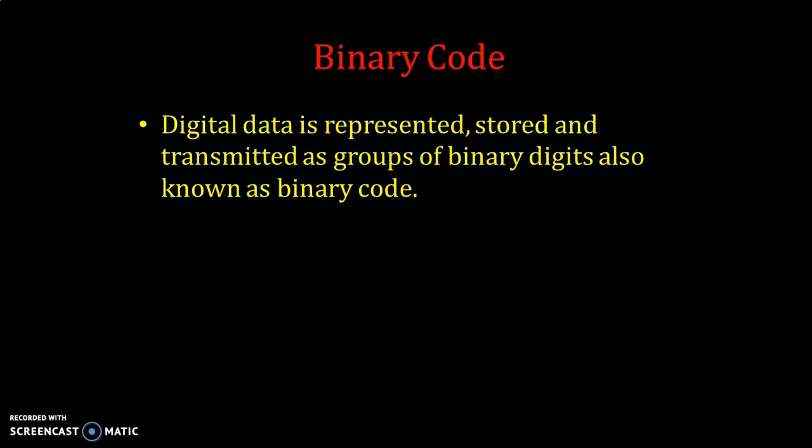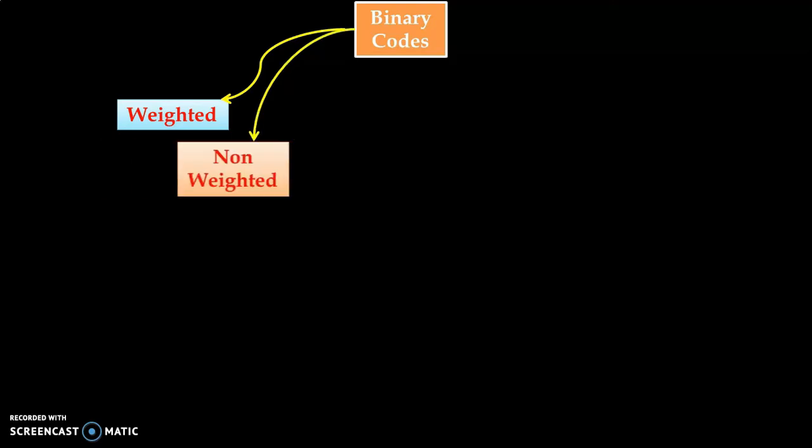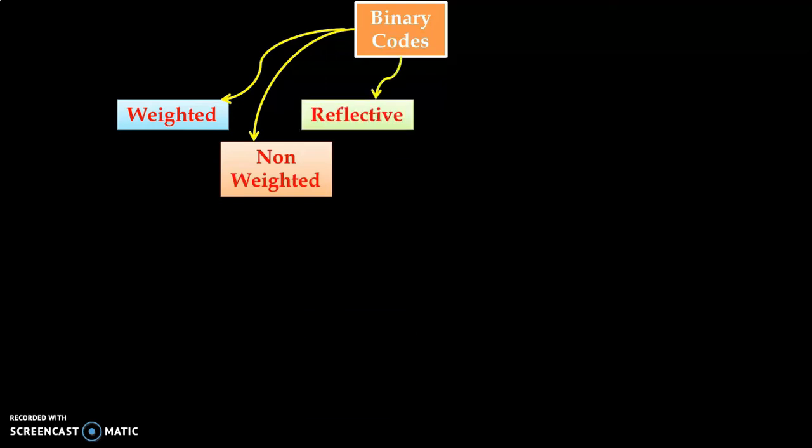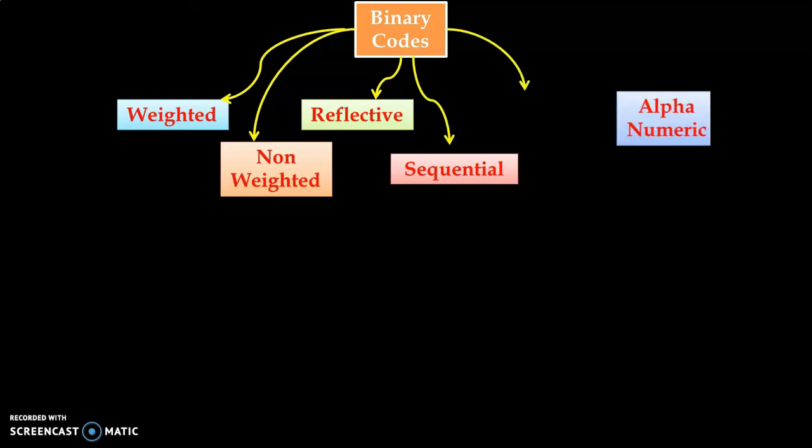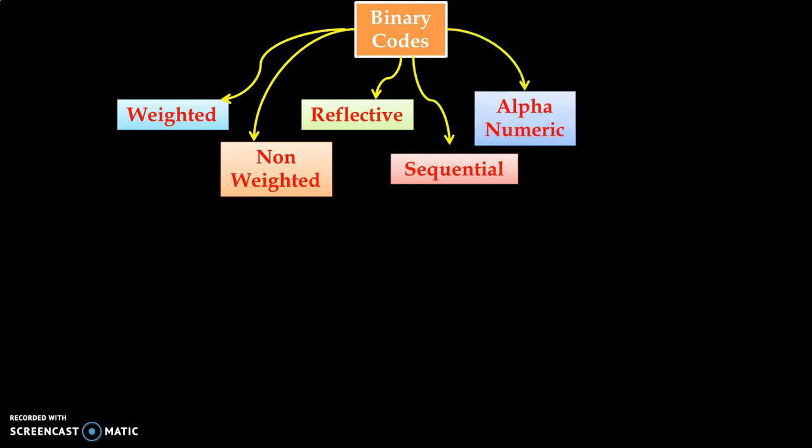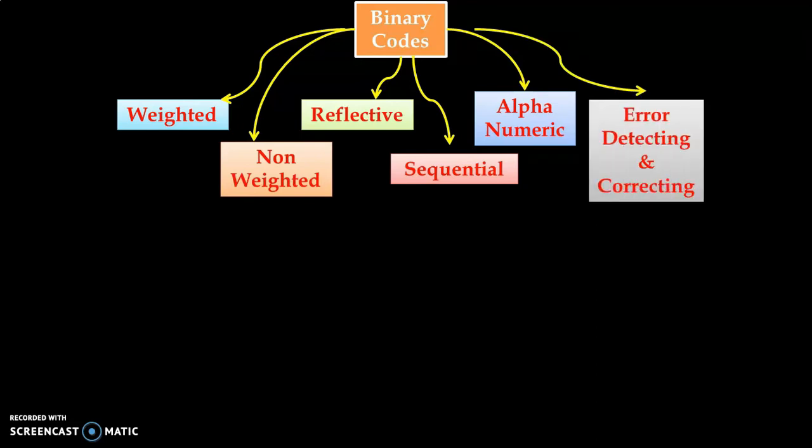So let us see the classification of binary code. We have different types of binary codes. First, we have weighted binary code. Second, we have non-weighted binary code. Then we have reflective code. Again, we have sequential code. Then alphanumerical code. And at last, we have error detecting and correcting code.